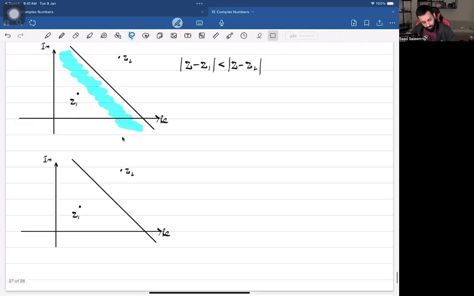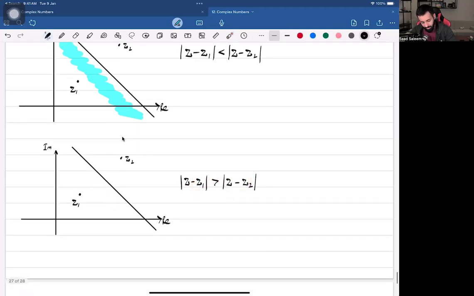Now, what if it's the other way around? What if this was modulus of Z minus Z1 greater than modulus of Z minus Z2? Now you want a collection of points such that its distance from Z1 is greater than its distance from Z2. If I pick a point on this side of the perpendicular bisector, then its distance from Z1 will be greater than its distance from Z2. So where will I shade? I will shade on this side.